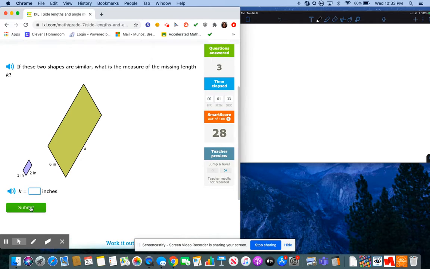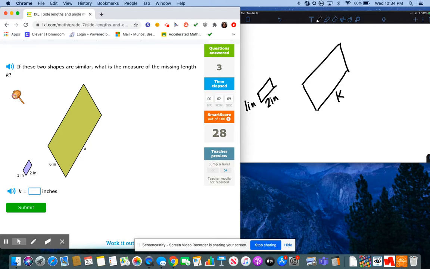So now look, here they're asking us to find the measure of the missing length, K. For that, I'm going to draw it real quick here, just for you to see the corresponding sides. The little one says this is 1 inch, and this is 2 inches. And then the large one, I'm going to try my best to draw it. No, it has to be like this. Something like that. And then this is K, the missing one, and this is 6 inches.